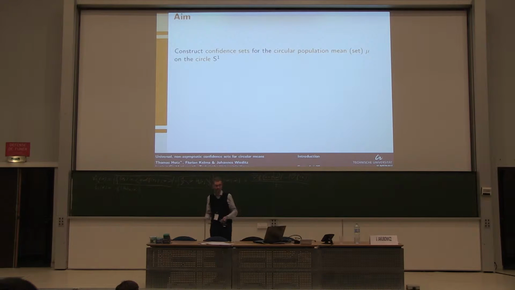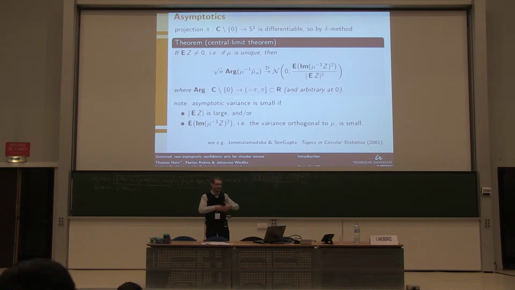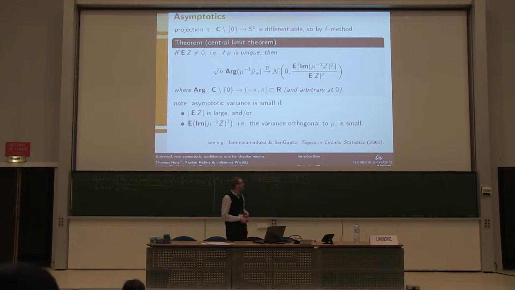Now, what this talk is about, I want to construct confidence sets for this circular population mean set on the circle. The classical approach of doing this is, not surprisingly, by asymptotics. Of course, the Euclidean sample mean Zn bar fulfills the central limit theorem, because the circle is a bounded set, so you have random variables on a bounded set. This will fulfill a multivariate central limit theorem. Now the projection outside of 0 is differentiable. You can apply the delta method. You get a central limit theorem for the projection, and this is just written down here compactly.